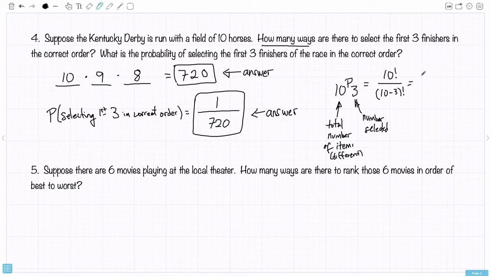10 factorial means you're multiplying 10 times 9 times 8 all the way down to 1. This is 7 factorial, so we have... Now you notice how if I was doing this by hand, I could actually just cancel the 7 factorial on the bottom with the 7 factorial that you have right here. All this would cancel out, and what I'm left with is just 10 times 9 times 8, which is the calculation that I'd already done, 720.